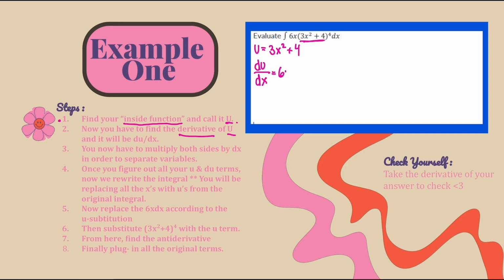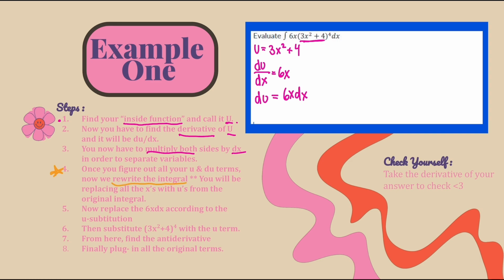So the derivative of u is going to be 6x, because 3 times 2 equals 6, and the x is still there. Next, you're going to multiply both sides by dx in order to get du by itself. And the answer to that is going to be 6x dx. Now that we found all the u terms, we're going to move on to the next step, and that is rewriting our original integral.